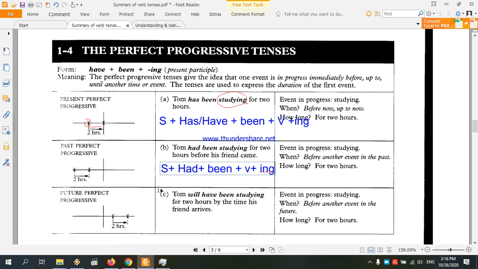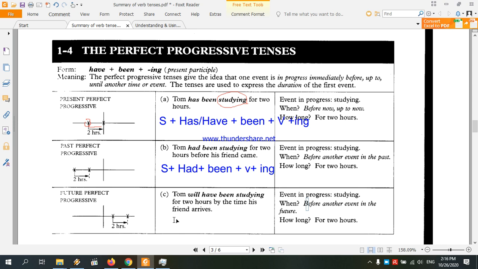The last one is the future perfect progressive. It's used to talk about events that are going to happen in the future. However, we use it to emphasize the duration of that event or of that action. And also it's used to talk about an event that's going to be in progress, and it will be completed before another event or action that's going to happen also in the future. For example, Tom will have been studying for 2 hours by the time his friend arrives.